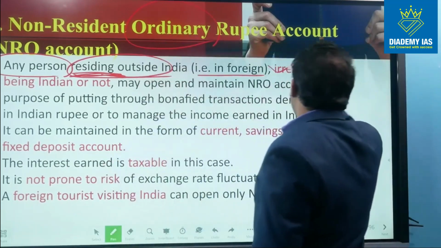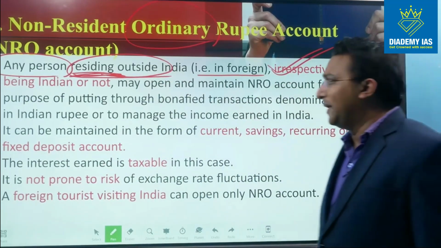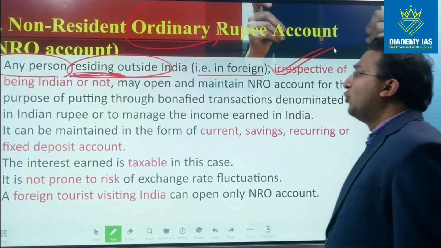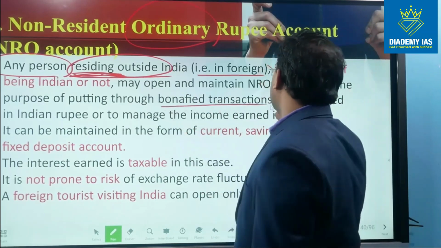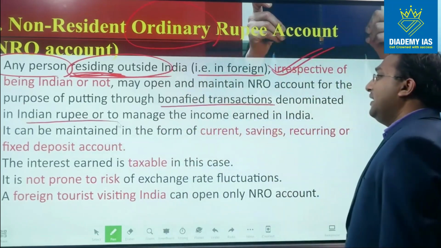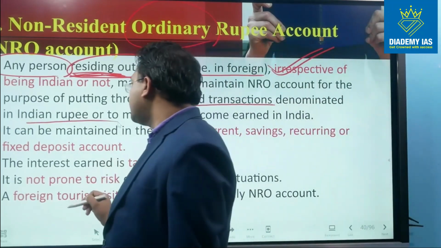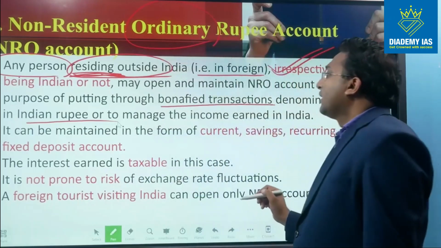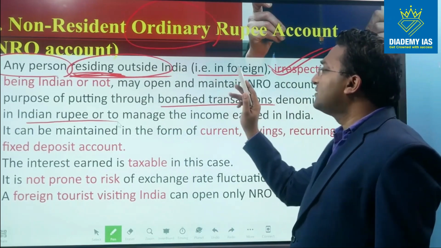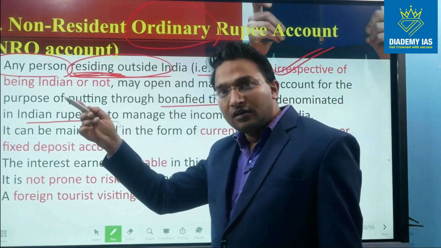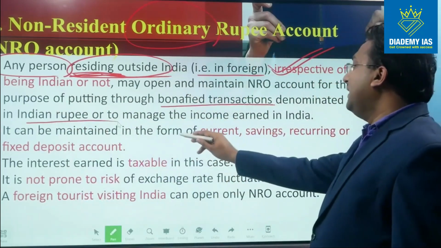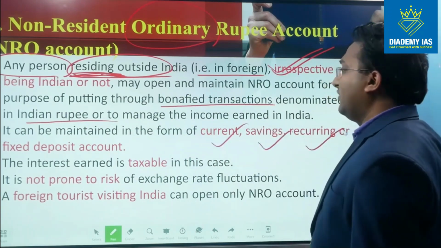So it does not matter whether the person is Indian or not. It may open and maintain another account for the purpose of putting through bona fide transactions denominated in the Indian rupee or to manage the income earned in India, right? So this will be denominated in the Indian rupee. Any person, that means the person can be a foreign citizen, a PIO, or an NRI. It can be maintained in the form of a current account, savings account, recurring or fixed deposit account.